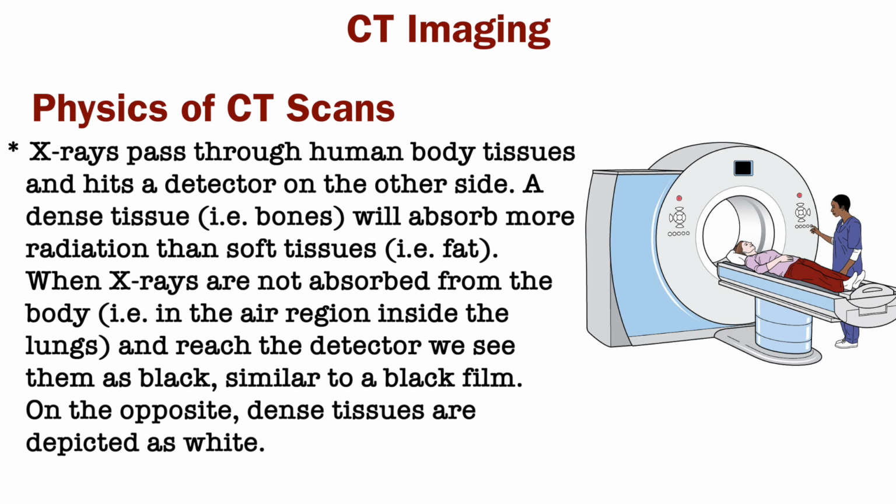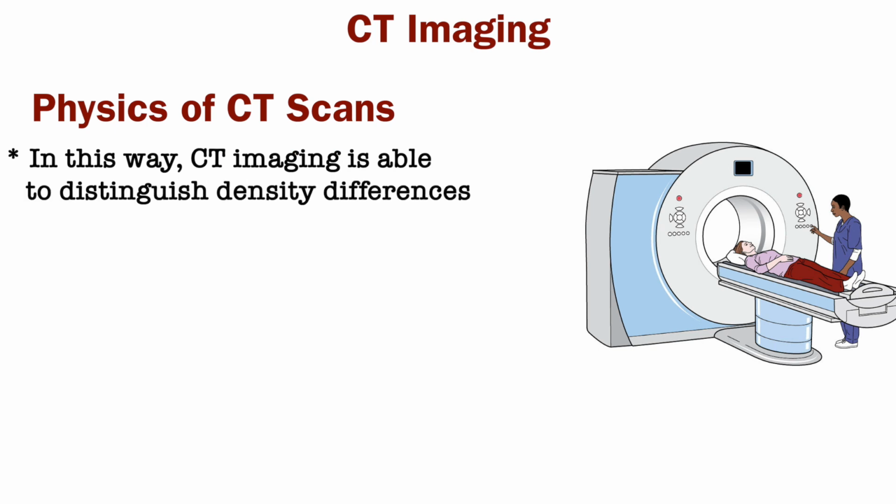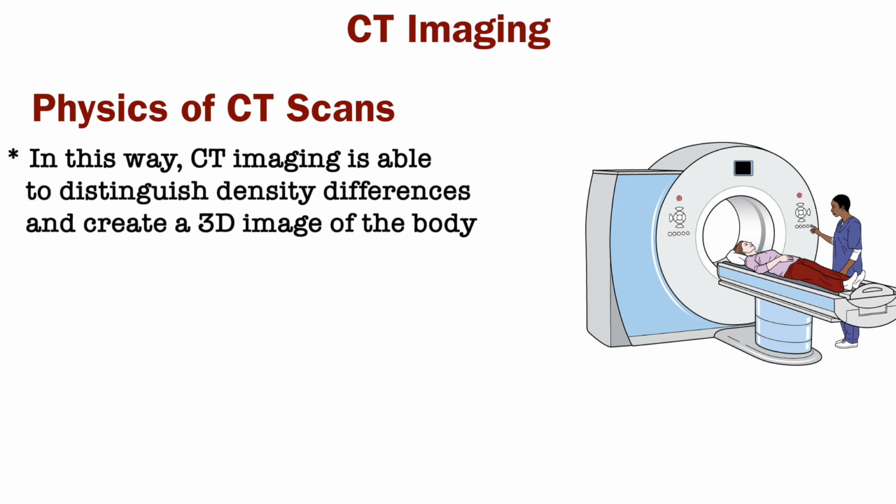When X-rays are not absorbed by the body, that is the air region inside the lung, and reach the detector, we see them as black, similar to a black film. On the opposite, dense tissue is depicted as white. In this way, CT imaging is able to distinguish density differences and create a 3D image of a full body material.